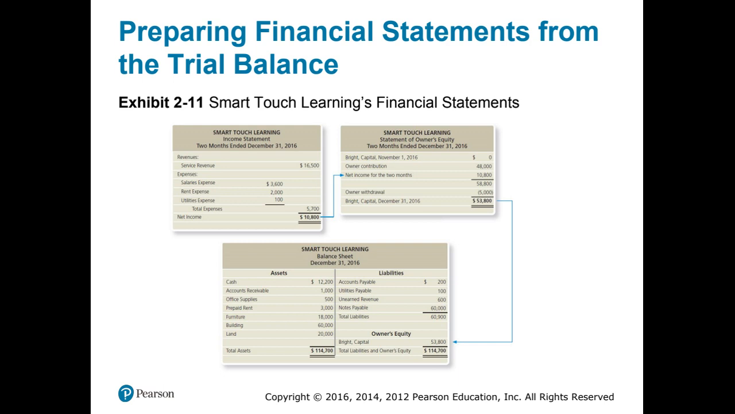On our statement of owner's equity, we have our owner's capital, owner's contribution. The net income is brought over, right? Pay attention to that, because when you're working on your assessment, you need to remember that your net income is going to be brought over from your income statement. So if your income statement is wrong, your statement of owner's equity is going to be wrong.